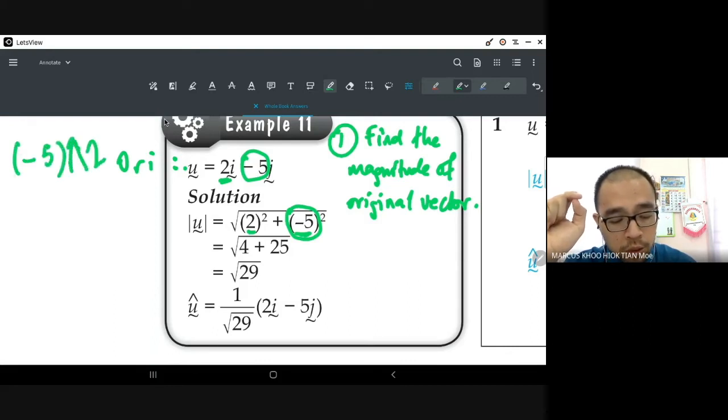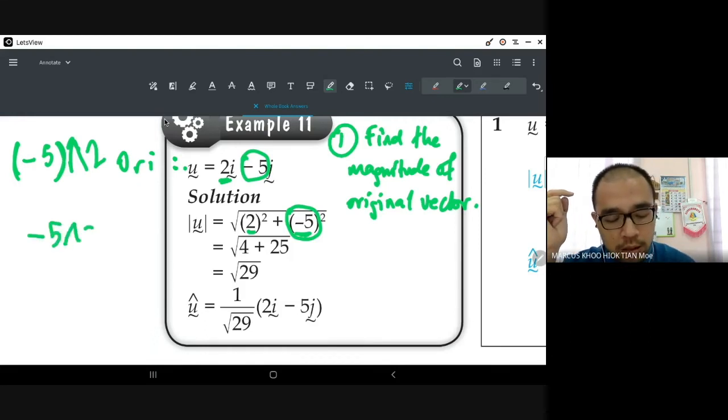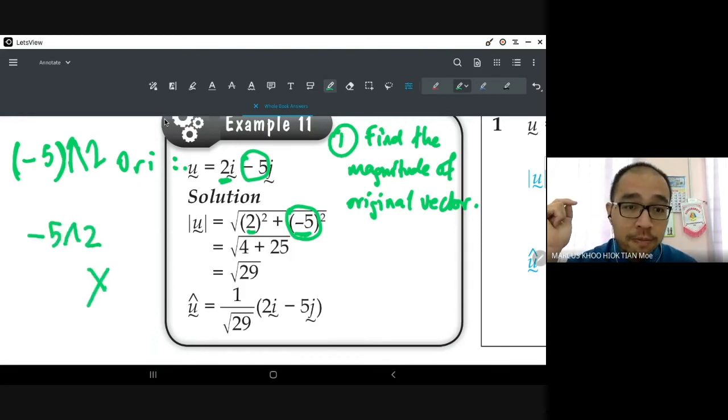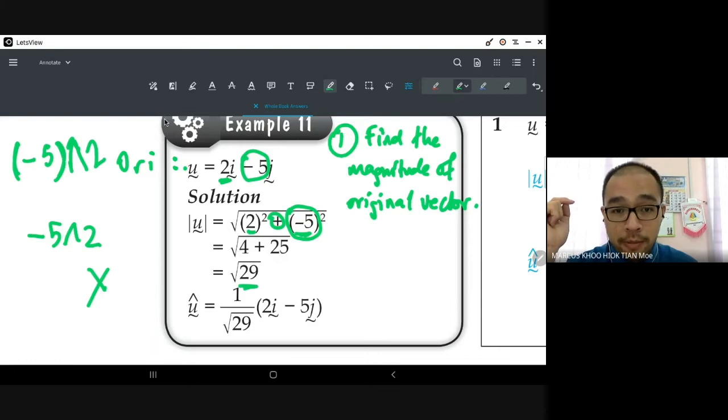Make sure the negative 5 is squared inside a bracket. Don't write it like this in your calculator, because you'll definitely get a wrong answer. That's why it becomes plus. So you get the square root of 29.